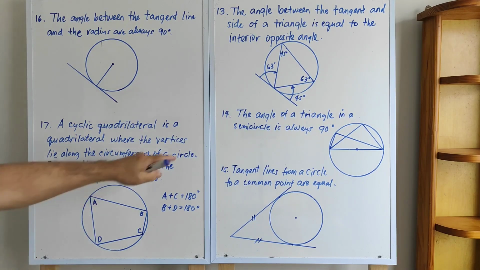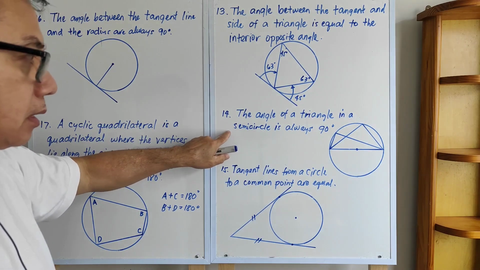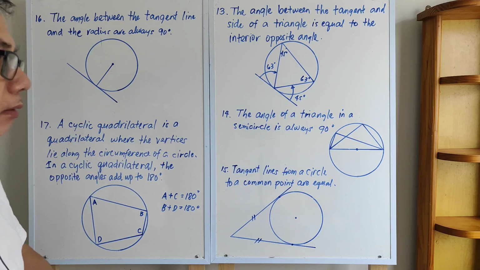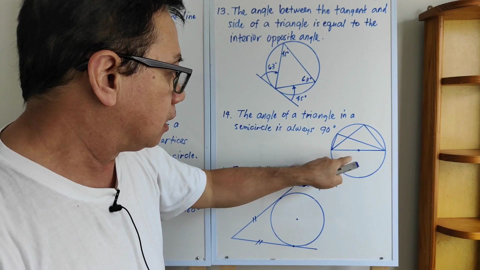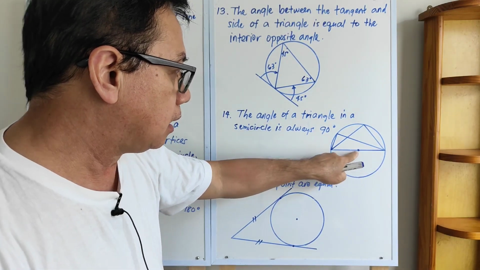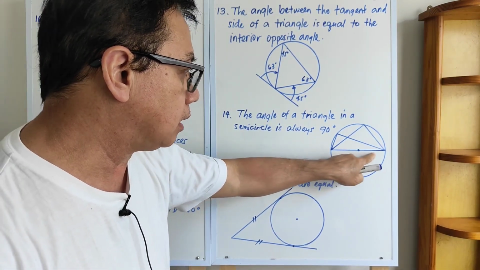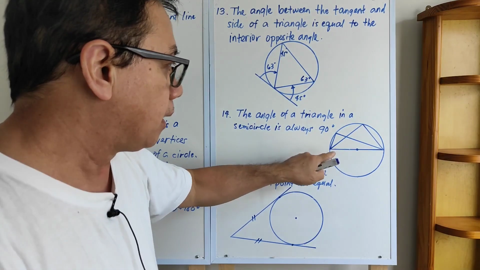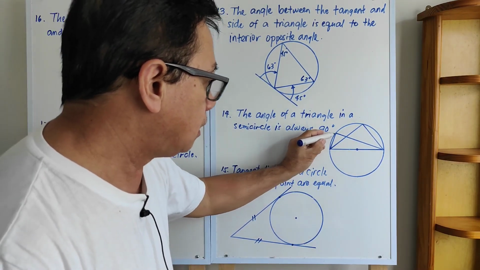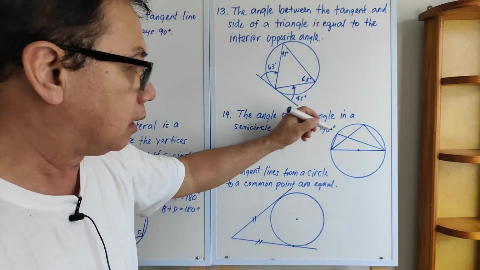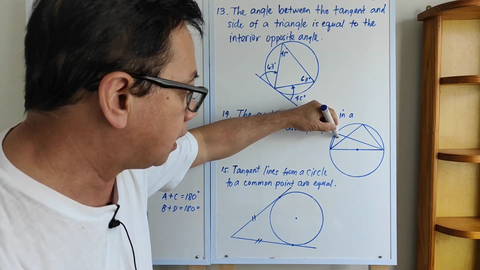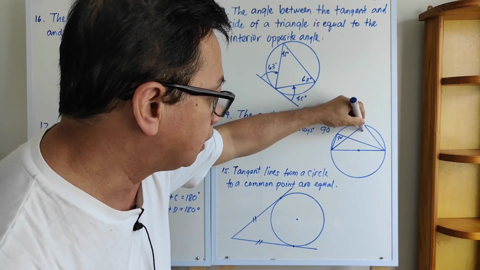Number 14, the angle of a triangle in a semicircle is always 90 degrees. In here we have 2 triangles where the line segment lies on the semicircle. So we have this one triangle and then there's another triangle. This angle will be 90 degrees. This also would be 90 degrees.